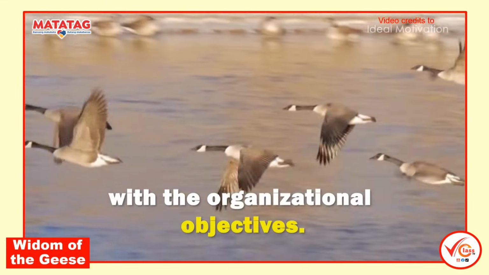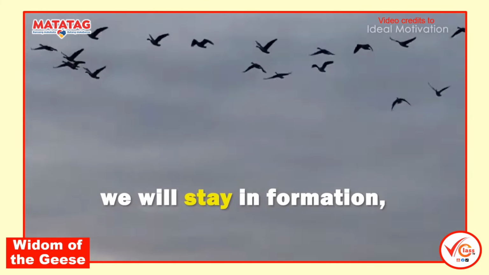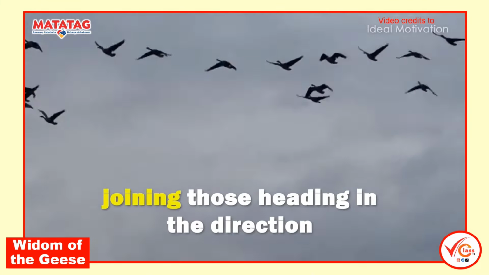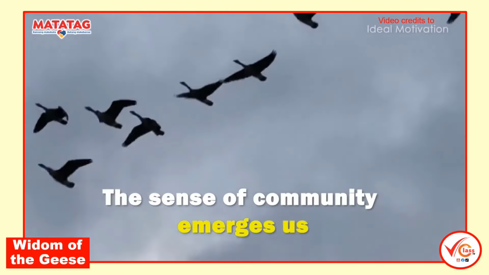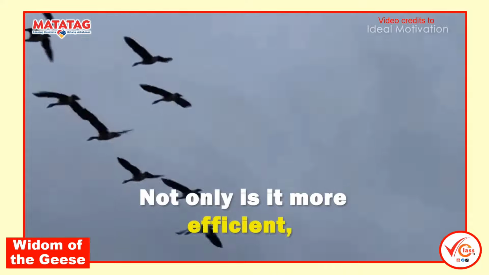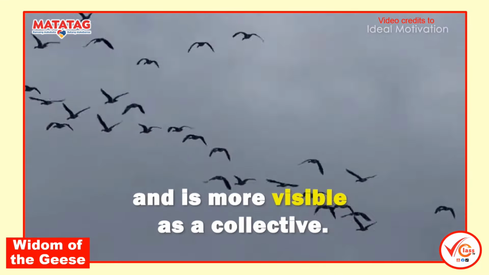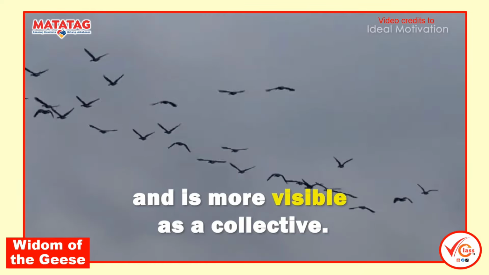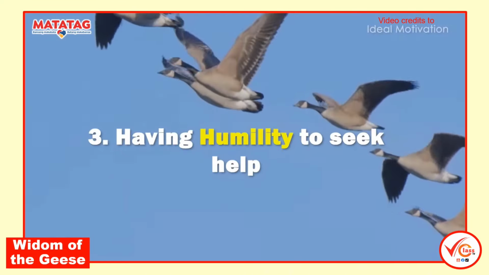Bottom-up visibility enables teams to see the bigger picture, engages them, and empowers them to better align themselves with the organizational objectives. If we have as much sense as a goose, we will stay in formation, joining those heading in the direction we want to go. The sense of community emerges with a willingness to work as a team. Not only is it more efficient, the flock together has better visibility of its surroundings and is more visible as a collective. Number 3, having humility to seek help.